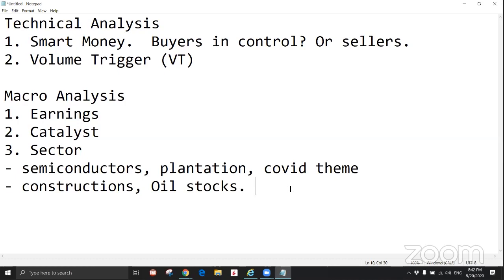So tonight I want to share with you what I know so that it gives you additional information for you to trade and invest in the stock market tomorrow onwards. This is what I call the macro analysis, the sector, the catalyst, the earnings, and also the technical analysis part. So this is the main flow.